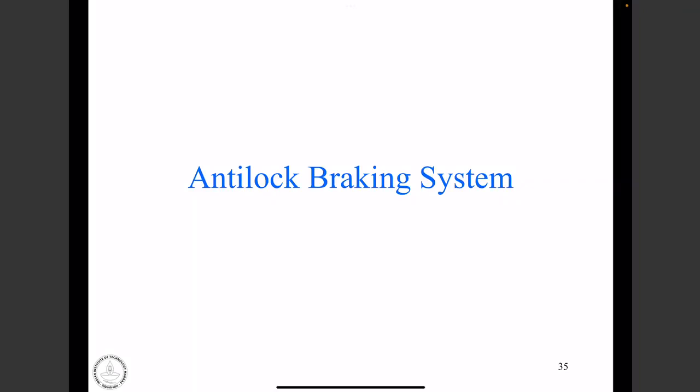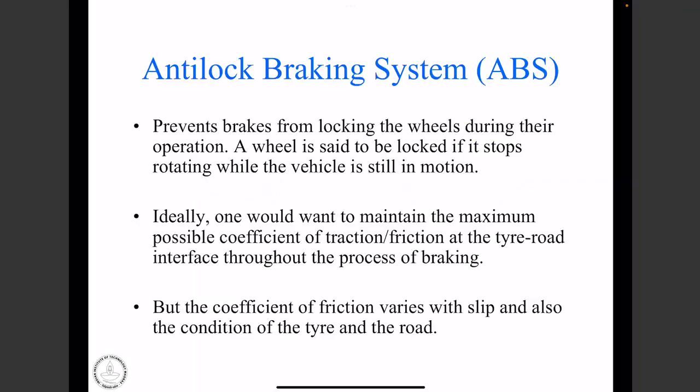Then we started off with a brief discussion of anti-lock brake systems, right? So we looked at what were the functional requirements of an ABS. As the name indicates, it's an anti-lock brake system, right? So it prevents the wheels from locking when they are being braked. And when is a wheel said to be locked? A wheel is said to be locked if it stops rotating while the vehicle is still in motion. Okay, so that's when a wheel is said to be locked.